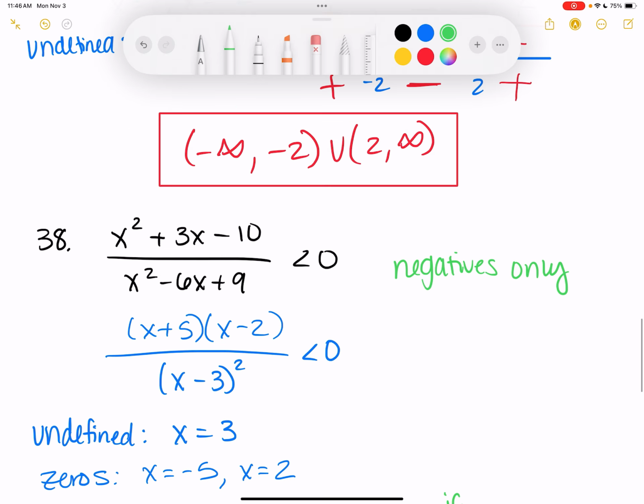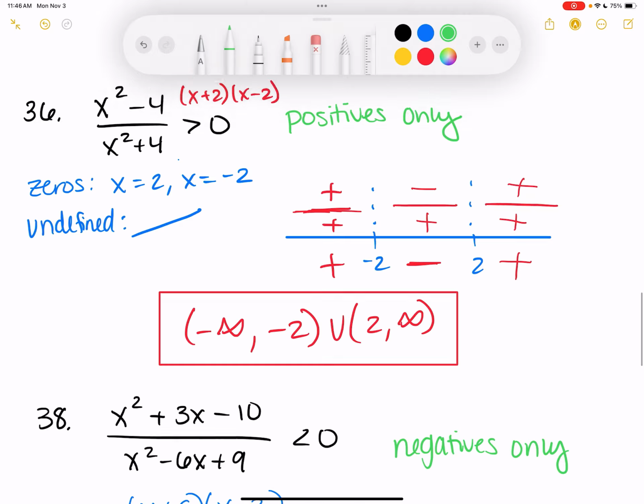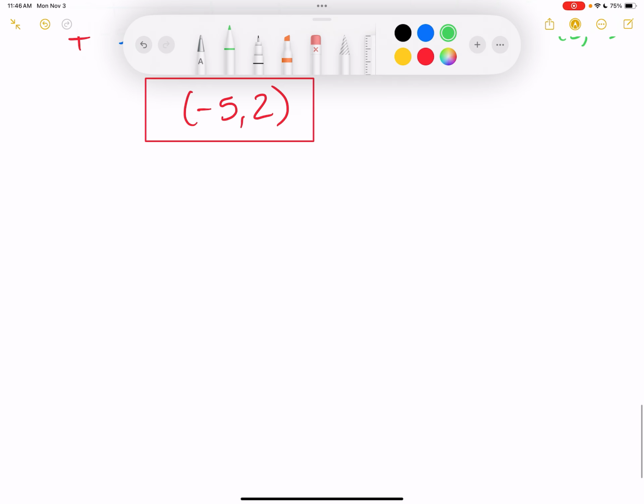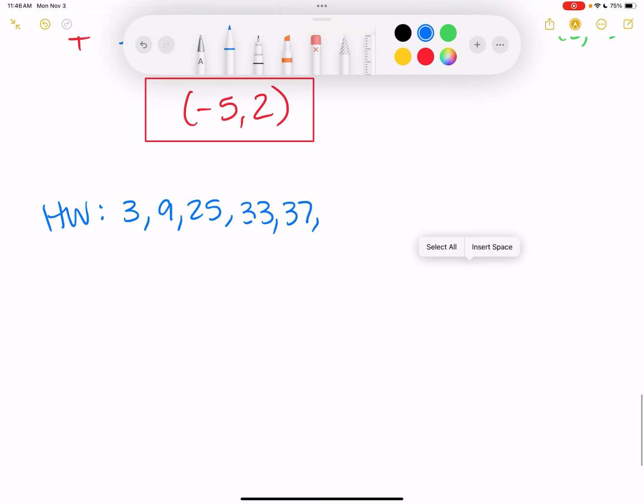Any other questions on these? All right. Problems 3, 9, 25, 33, 37, 39.